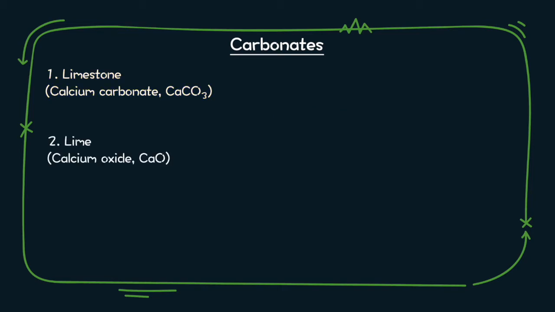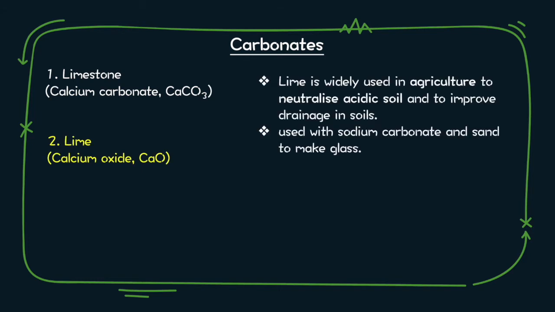The next one is lime, which is known as calcium oxide, or CaO. Lime is widely used in agriculture, mainly for neutralizing acidic soil or improving drainage in soil. Okay, you have to remember, if we have acidic soil, we will use lime because lime is alkaline. However, if we have an alkaline soil, we will have to use compost because compost can generate carbonic acid.